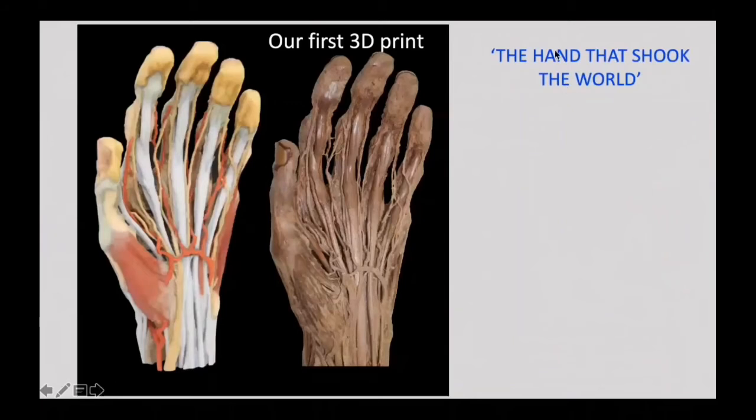And this is our first print that came off. We bought a $100,000 Z-Clock printer, which is a powder-based printer that prints one layer at a time. Each layer is 100 microns thick.